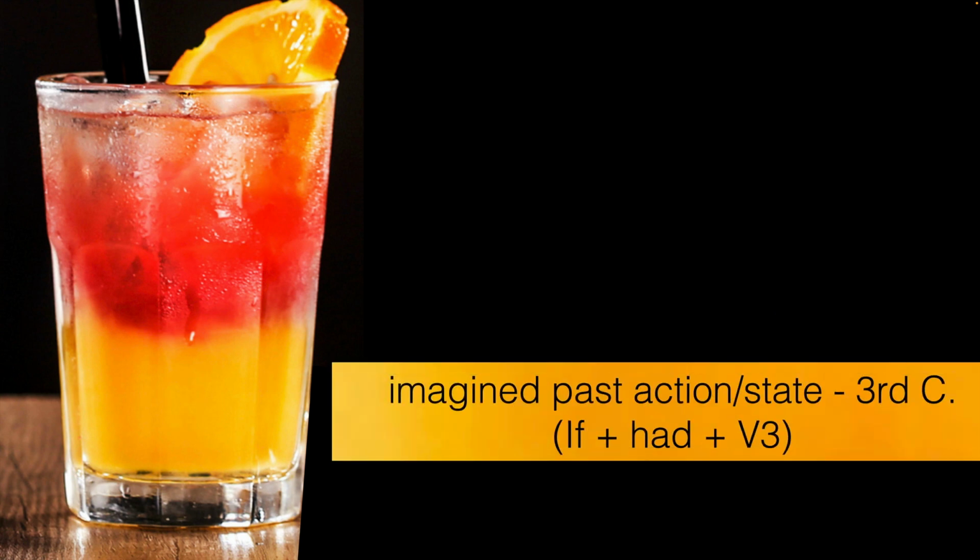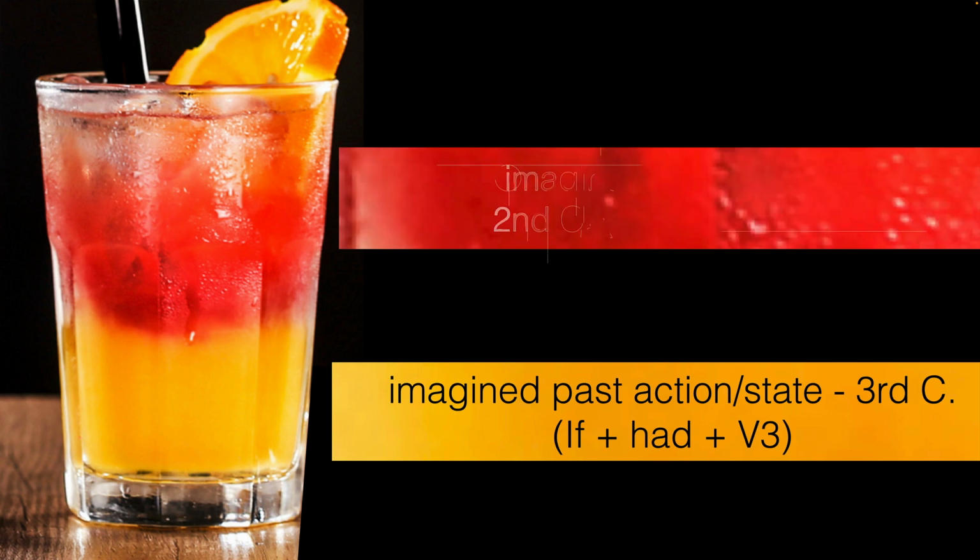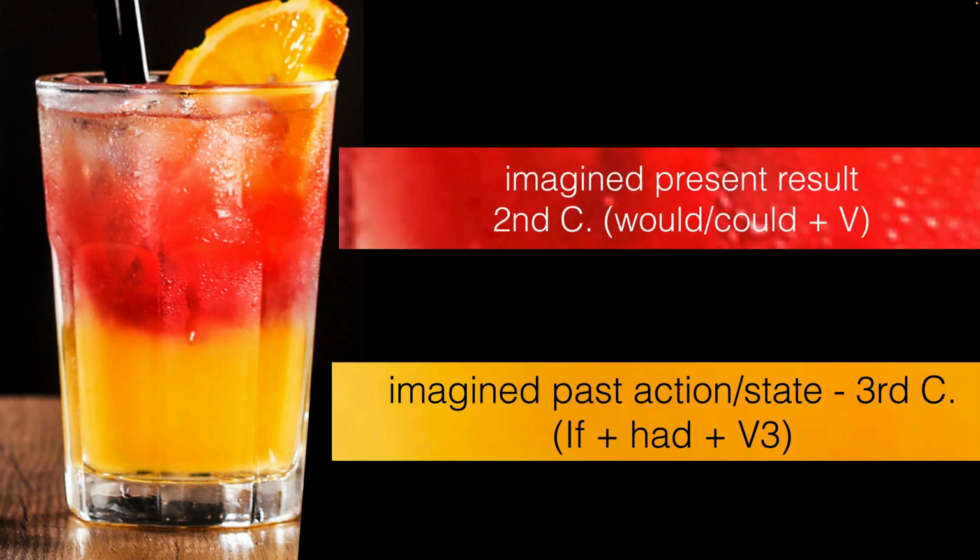So the mixed conditional is just like a mixed drink, a cocktail, where we're mixing the imagined past, an action or state from the past, if plus had plus verb 3, so the first part of the third conditional, normally then with an imagined present result or effect. Second conditional, the second half, would plus could plus infinitive.